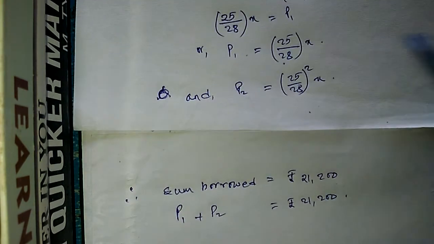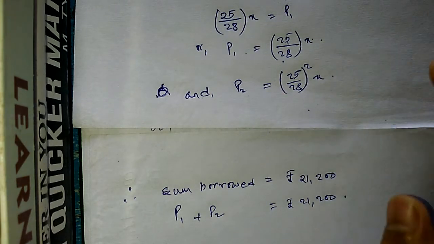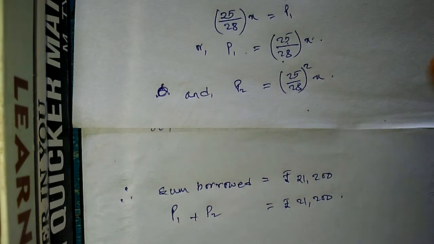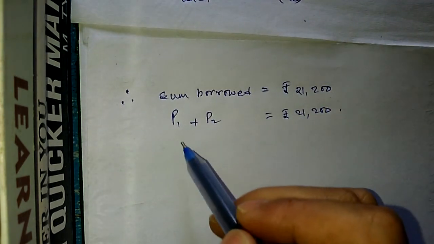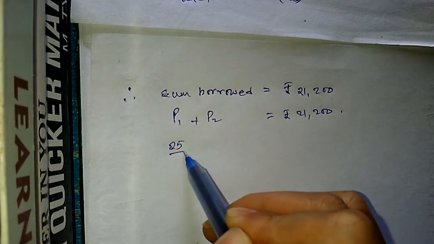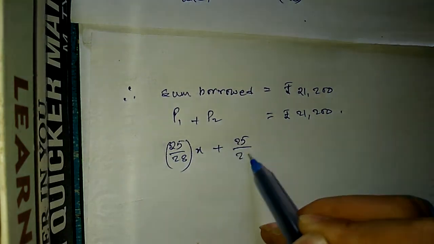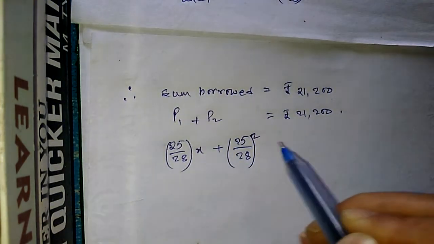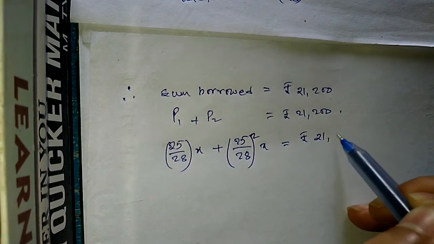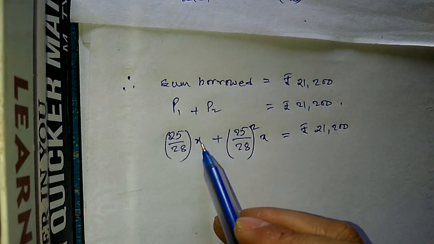Then we have to find the x value. As I say, x is the amount of each installment. We have to find this x value. So P1 value is 25 by 28 x, plus (25 by 28) squared x, equal to rupees 21,200. So here we have 25 by 28 x plus (25 by 28) squared x, and we have to take common factors from here.